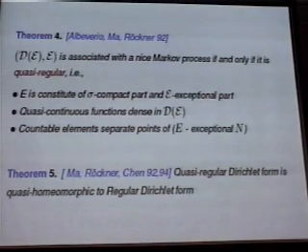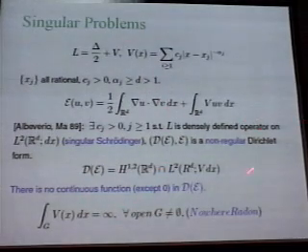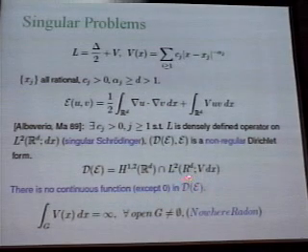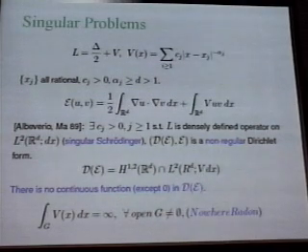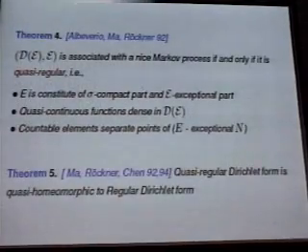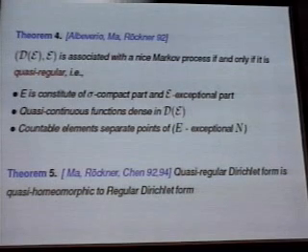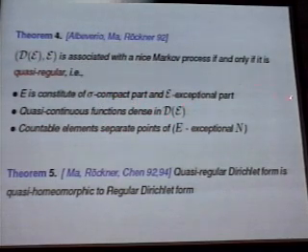So take my previous example. Here, although you cannot find any continuous function, not zero, which is in the domain of the Dirichlet form, you can find enough quasi-continuous functions. So then you can cover this. Also, if the countable elements separate the points, not all the points, but you can take some exceptional set out, then in this case you can always connect with a very nice Markov process, and vice versa. This is a necessary and sufficient condition.